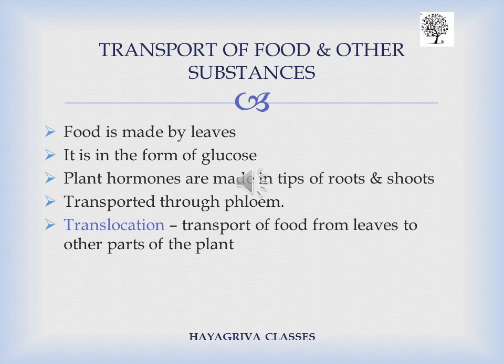Translocation means transporting food from the leaves to other parts of the plant. It's an often asked question: what is the difference between transportation and translocation? Transportation can mean even the water and minerals going from the roots to different parts of the plant, but translocation is when food is transported from the leaves to different parts of the plant. So who does the job of translocation? Phloem. Phloem will translocate the food, which is the sugar made in the leaves. And how does this happen? In the phloem, we have certain living cells called sieve tubes, and they are responsible for this job.